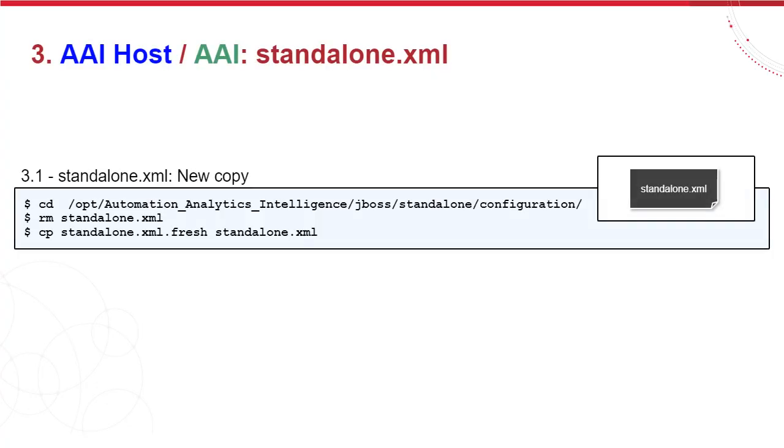Next, we perform a file system operation, and so you should be user AAI. We need to create standalone.xml, which contains security settings for AAI. There should already be one, since it's a requirement for AAI to start. You find it in the same directory, /jboss/standalone/configuration.